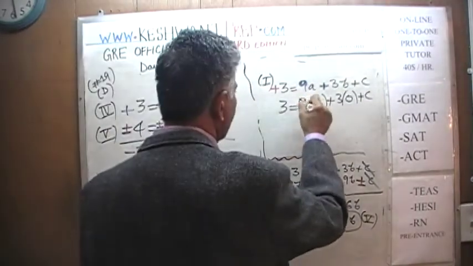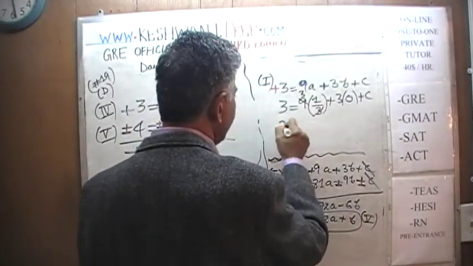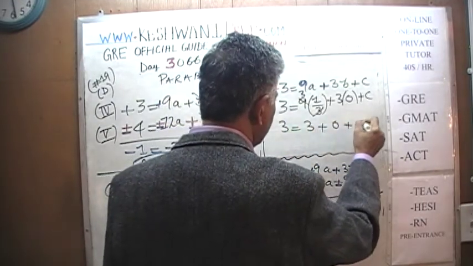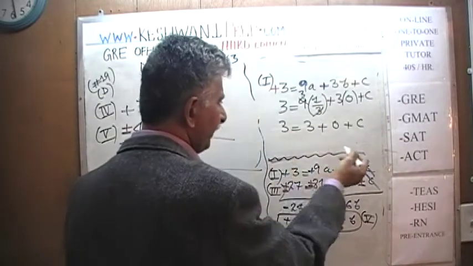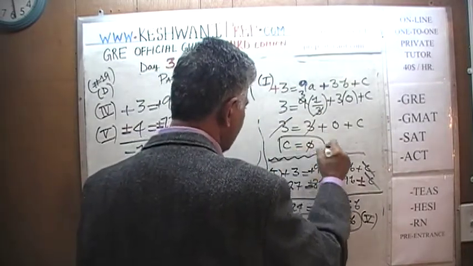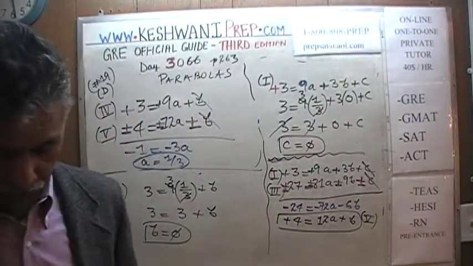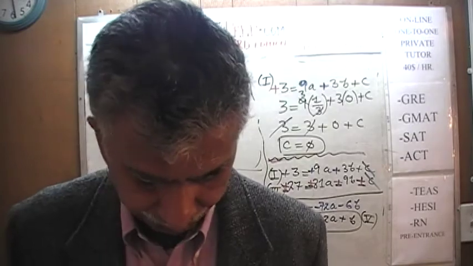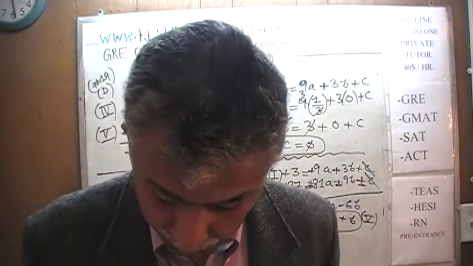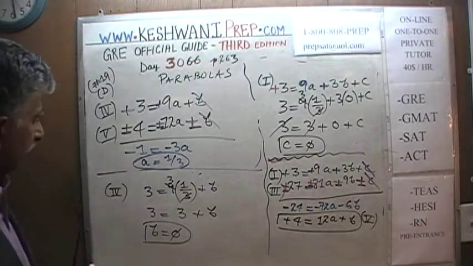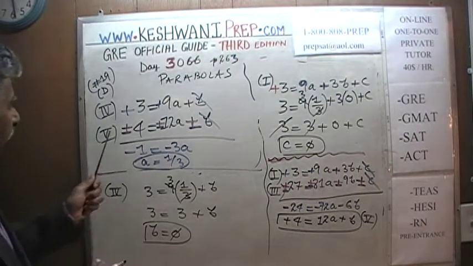Again, this 3 is going to cancel out. This 9 becomes 3. So we end up with 3 equals 3 plus 3 times 0, which is 0, plus c. If you subtract 3 from both sides, these are going to go away. And it turns out that c is also 0. c is also a big fat 0. Again, a big fat one, not an ordinary one. And now we have our parabola. Our parabola turns out, where can we put it? Put it up here.